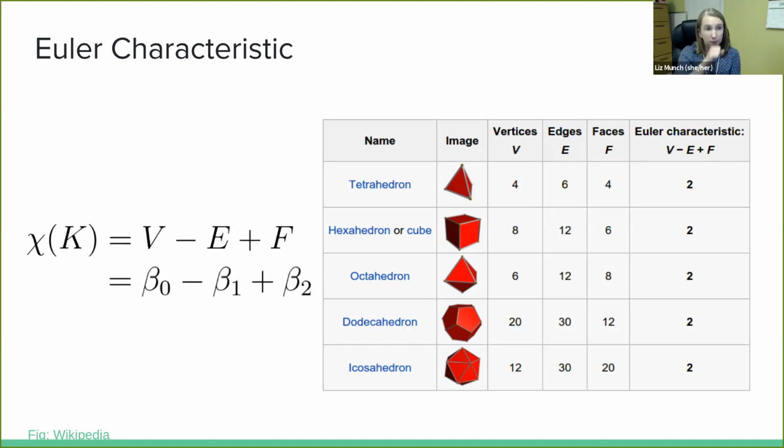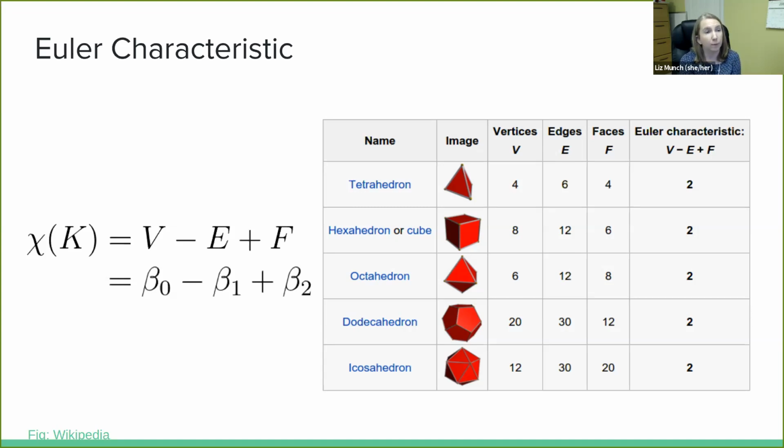So for example, I have all of these regular solids, thank you Wikipedia, and if you sit down and compute the Euler characteristic, so just vertices minus edges plus faces, you always get 2. And that is representative of the fact that all of them, at least topologically, are indistinguishable from a sphere. So the Euler characteristic is nice because it is very easy to compute. Unlike a lot of the TDA tools that we have, this one is very, very simple. I just have to run around counting a bunch of stuff.